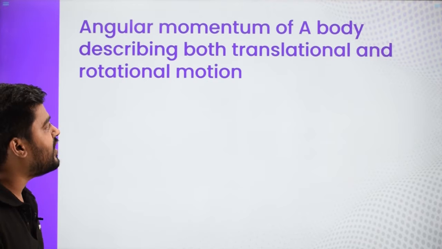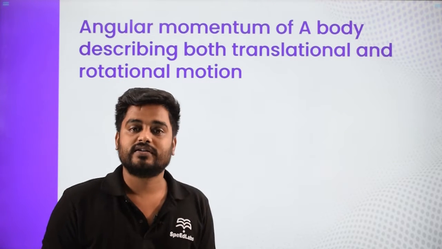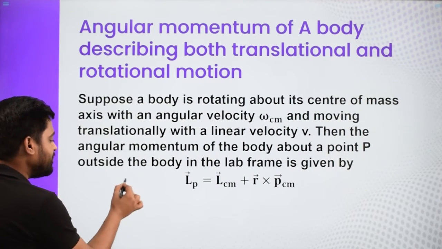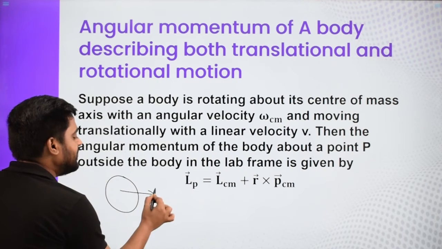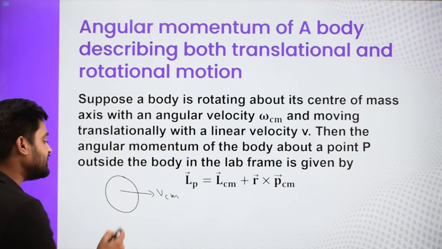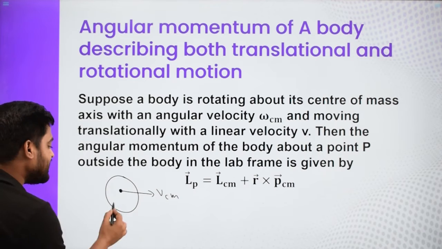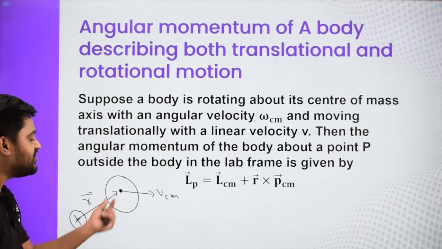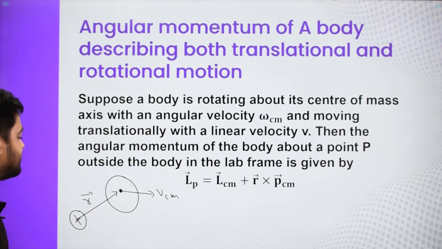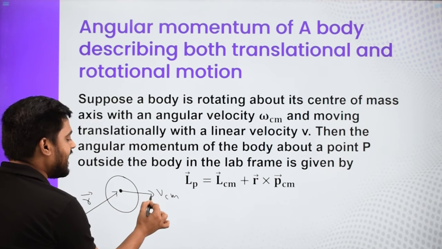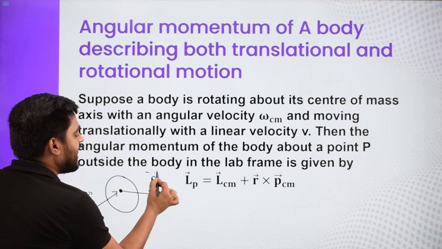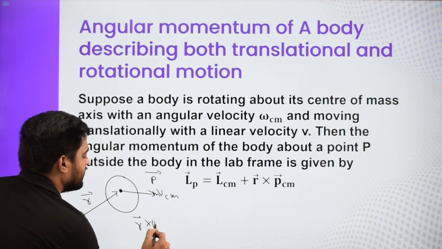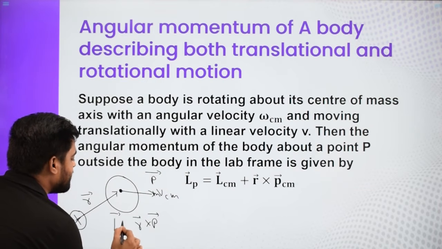Now let us discuss angular momentum of a body describing both translation and rotational motion. If the object is moving with VCM, the velocity of center of mass of the object, then about this particular axis, if r vector is the position of the center of mass about the axis, and m is the mass, then m times VCM gives the linear momentum. And when I say r cross p, I get angular momentum about this axis.